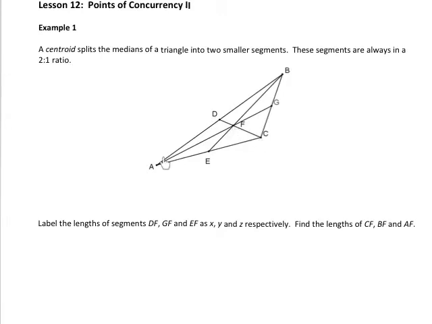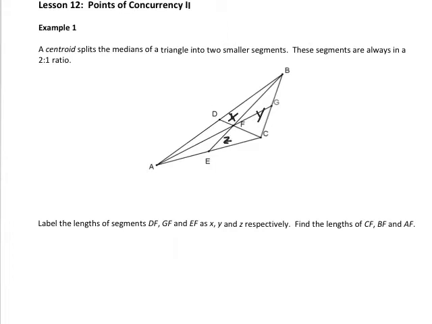So if you look at that, here's AF, and here's BF. The longer segment is always on the vertex side, and the shorter segment is on the other side, so on the midpoint side. So we're going to label the lengths of DF, GF, and EF, the smaller segments, as X, Y, and Z. So DF is X, and GF is Y, and EF is Z.